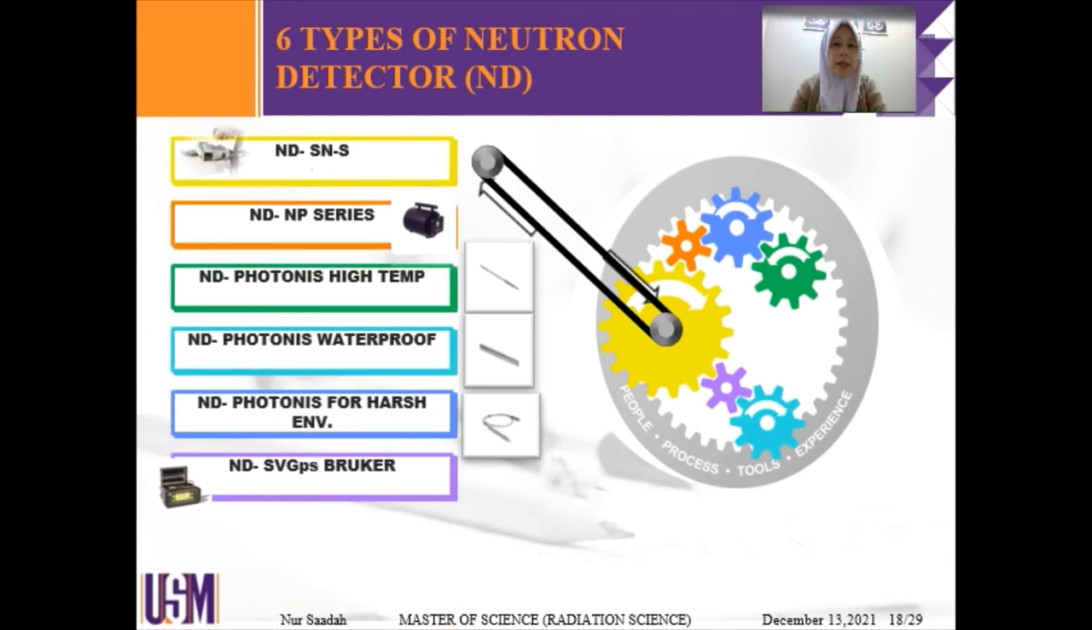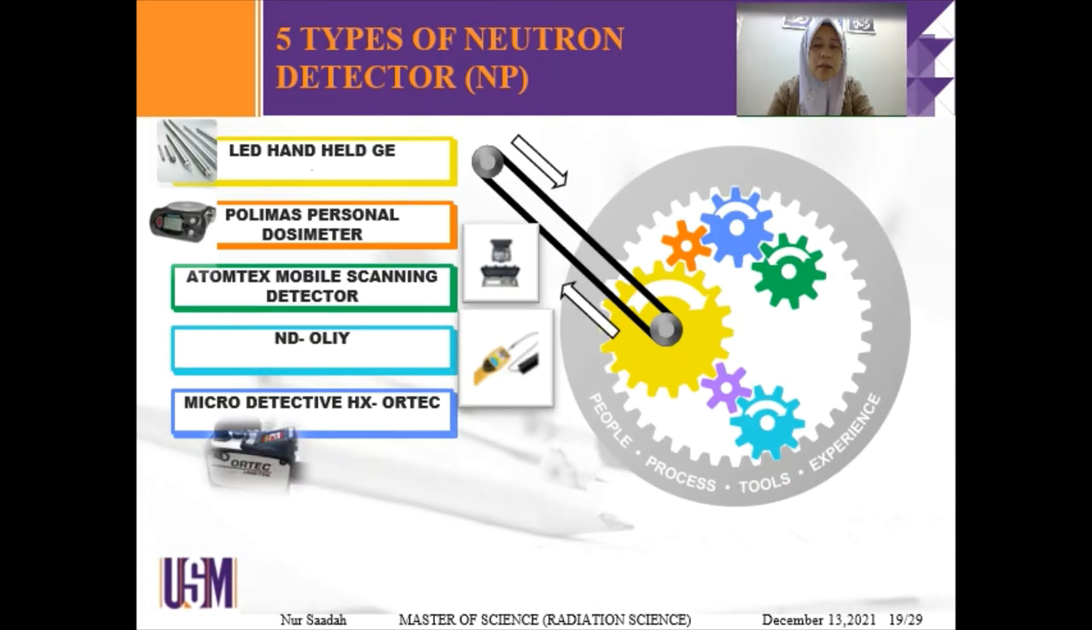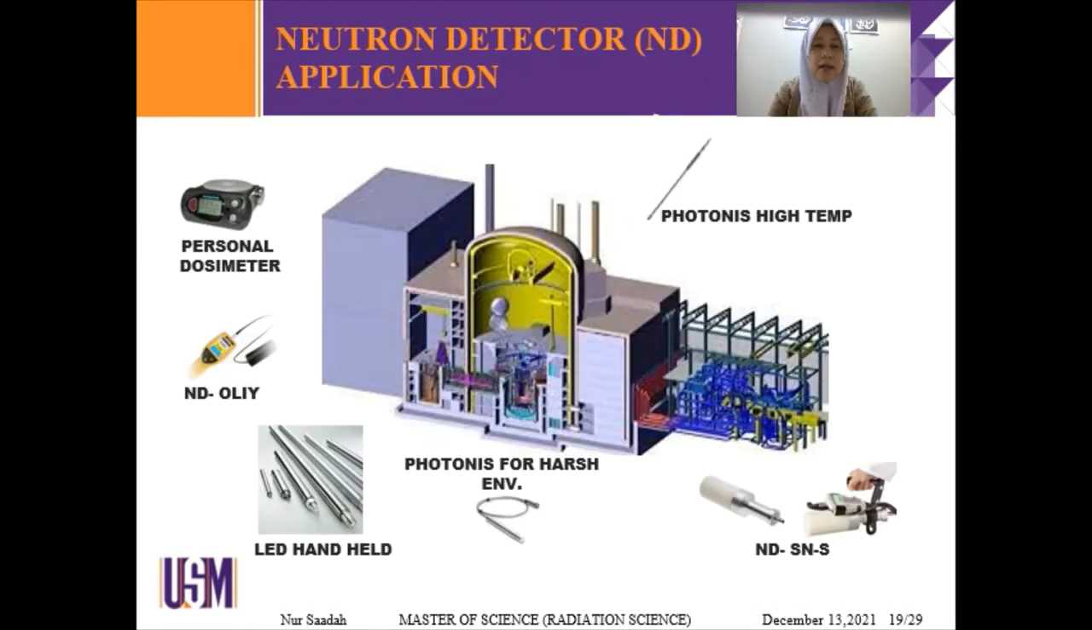Here are examples of neutron detectors. First, the NDSNS detector, second the NDNP series, ND Photonics high temperature, ND Photonics waterproof, ND Photonics for harsh environment, and the ND SV GPS. Besides that, neutron detectors also include the LED handheld, polymask personal dosimeter, Autotech mobile scanning detector, ND OLI, and the micro detective OTEC. All of this apparatus can be used to detect neutrons.